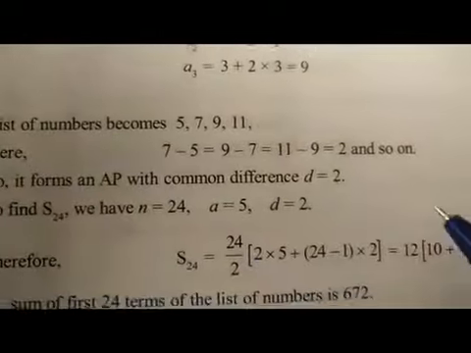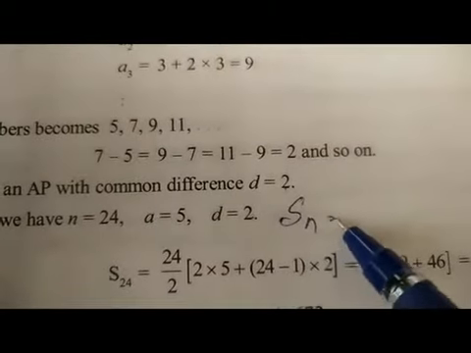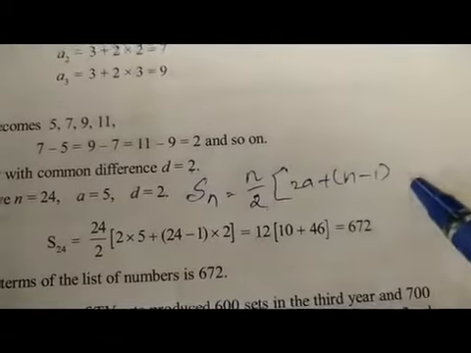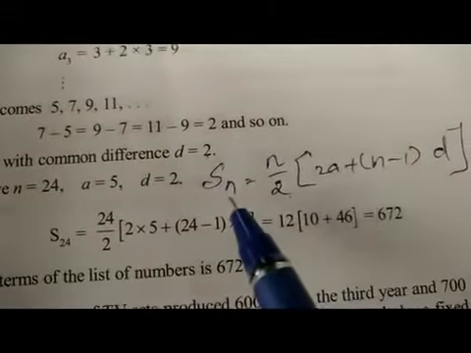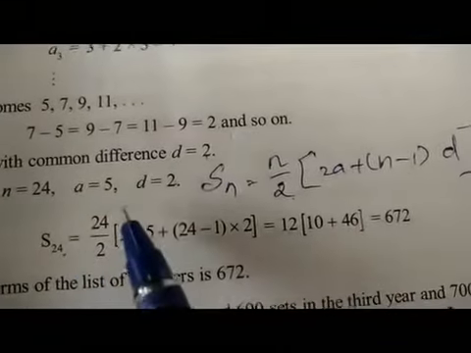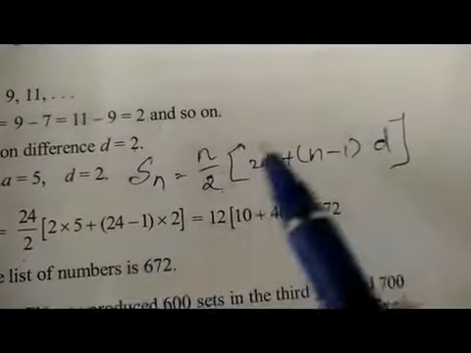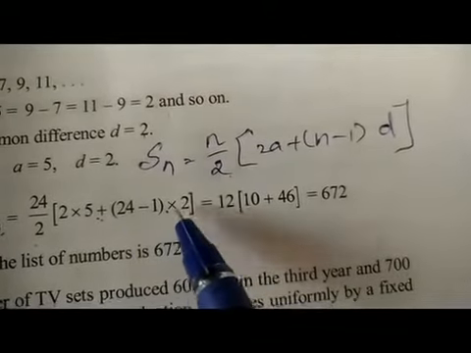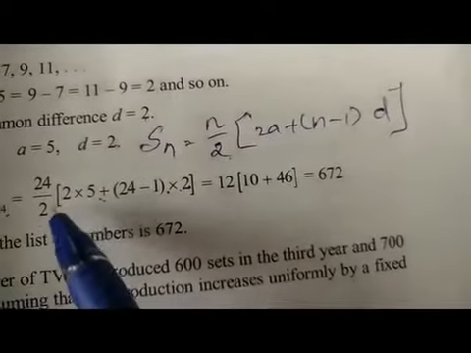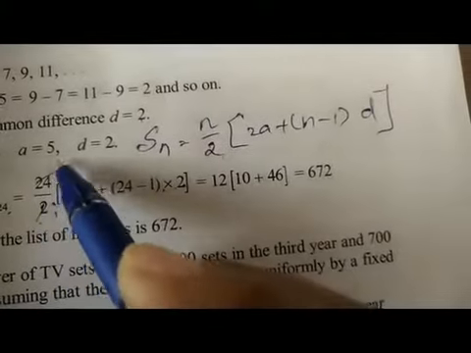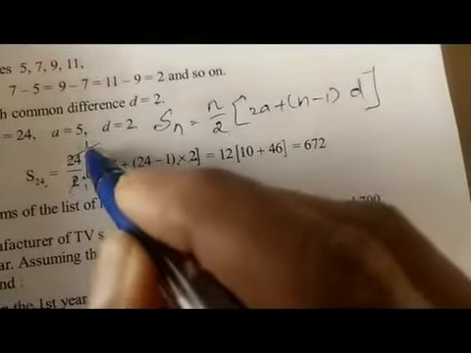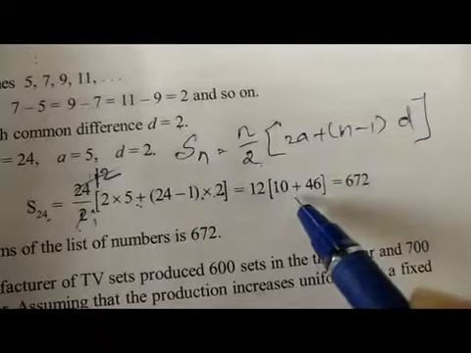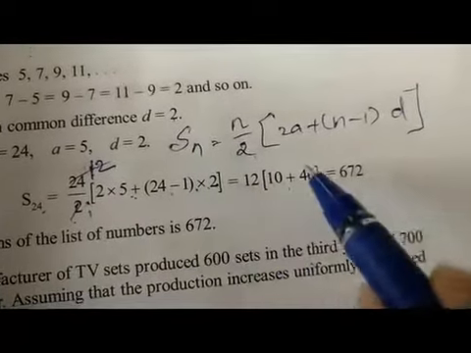So you have to write Sn = n/2 × (2a + (n − 1) × d). In the place of n you should write 24. Therefore n/2 is 24/2, 2a is 2 × 5, plus (n − 1), that is 24 − 1, times d, and d is 2. Now 24/2, you know the 2 table, is 12. Now 2 × 5 is 10, plus 24 − 1 is 23, and 23 × 2 is 46.